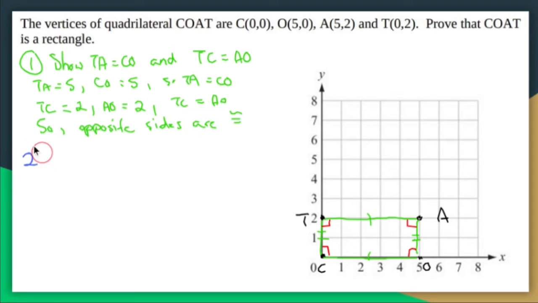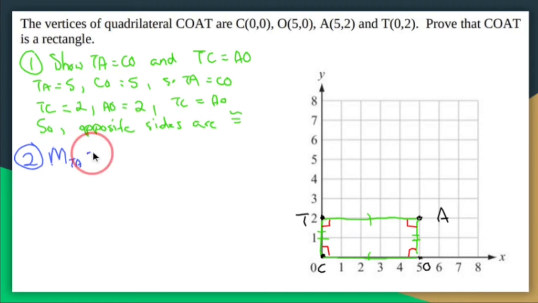What I'm going to do to show that these are 90-degree angles is say what the slope of TA is, the slope of AO is, the slope of CO is, and the slope of TC is, and prove that these sides are perpendicular because of negative reciprocals. So the slope of TA, let's word it better.